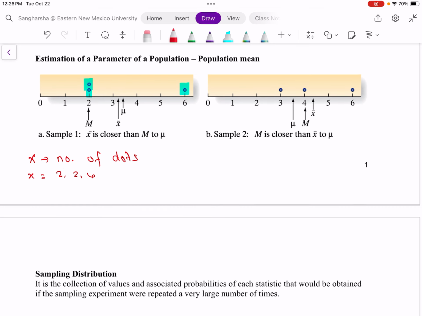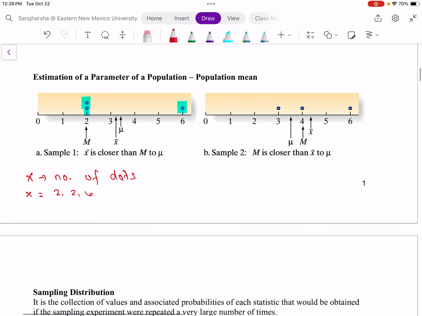Now, what does it mean by x equals 6? So I have x equals 2, 2, 6. What does it mean by x equals 6, or x equals 2? We are throwing a dice and we are recording the number of dots in each throw. So x equals 6 means you get 6 dots in one throw. In first, second or third, it really doesn't matter. And x equals 2 means we get 2 dots. So this is our sample 1.